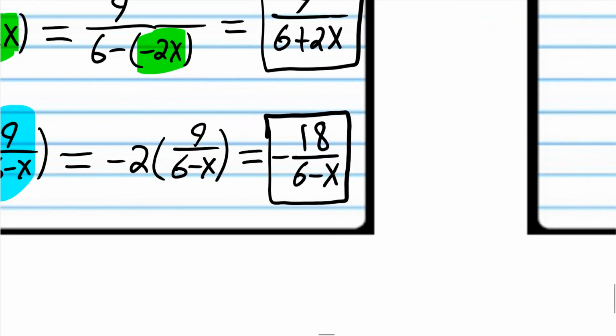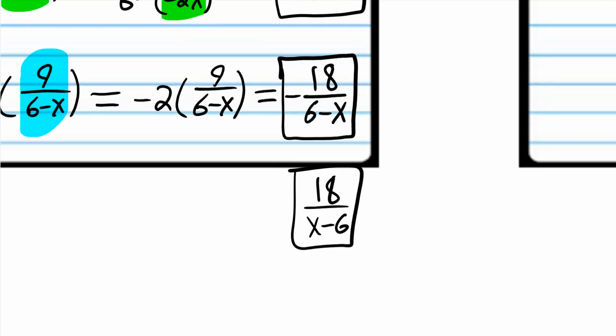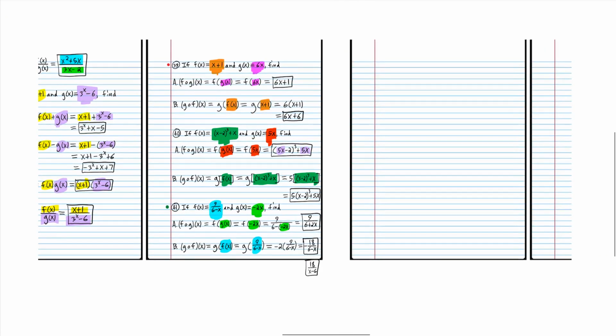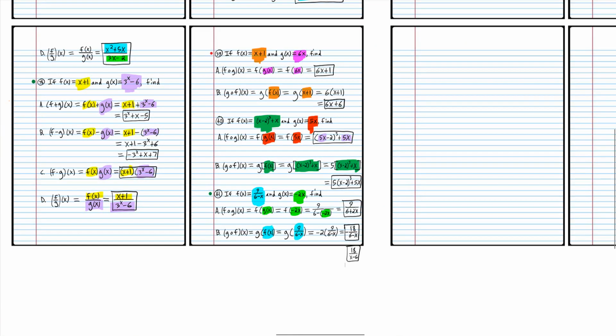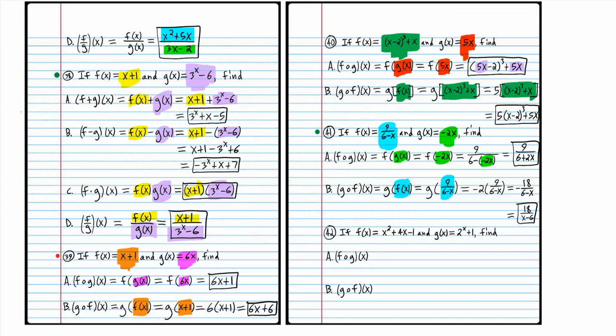And one thing you can do to simplify this, by the way, is you can take this negative and put it in the denominator, and you can get 18 over x minus 6 like that. That's actually a simpler way to write that. That would probably be better. So let's move this up a little bit and write that in the simplified form. Okay, go ahead and try 42, and when you come back, we'll do it together.